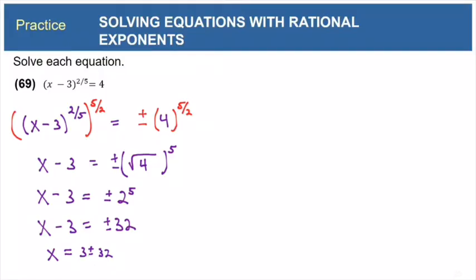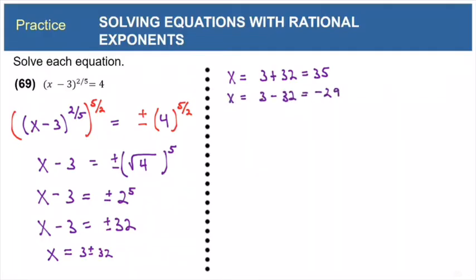3 plus 32 is going to make 35, and 3 minus 32 is going to make negative 29. Now, a mistake that I see students make sometimes is they want to enter their answer into MyLabs Plus this way. And this is correct, but it's not the final simplified form of the answer, because we can do 3 plus 32 and we can do 3 minus 32.